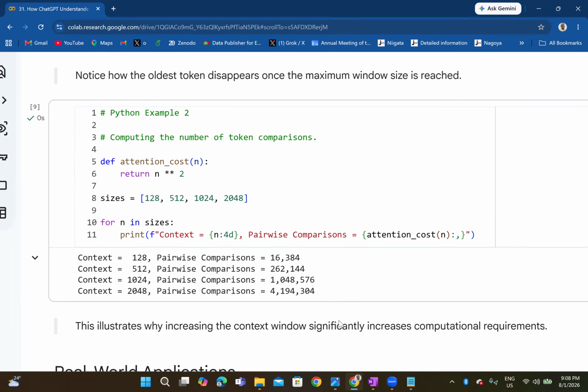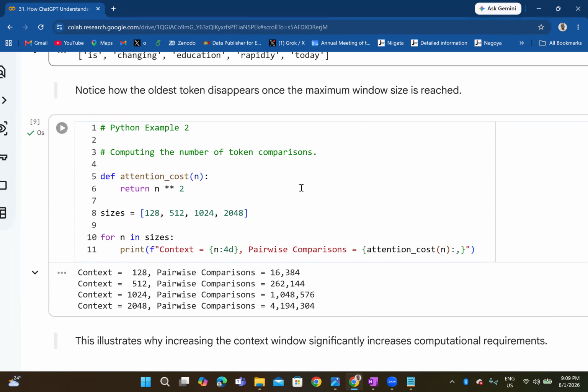Look at Python example two, computing the number of token comparisons. Here you define a function called attention_cost(n), and you return n squared. If you have a size of 128 and you double it, that's 256. Then 512, that's quadruple, then double it, and then double that.